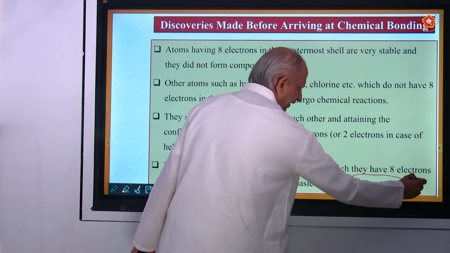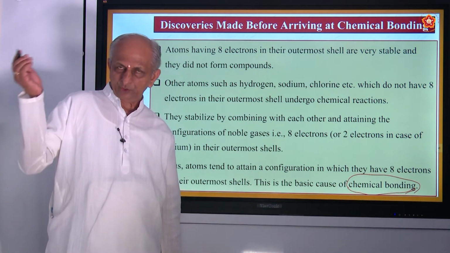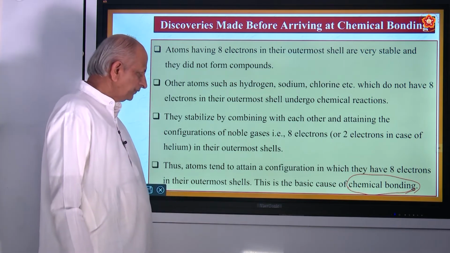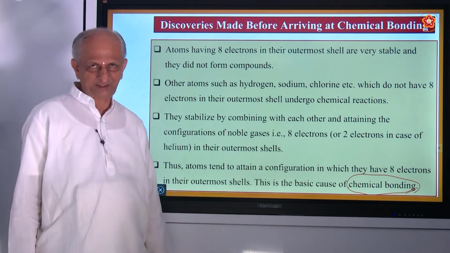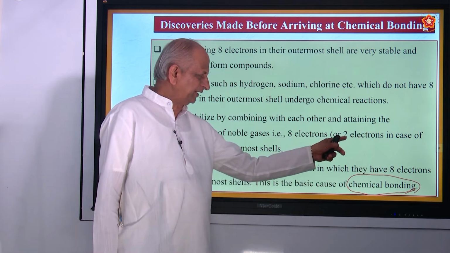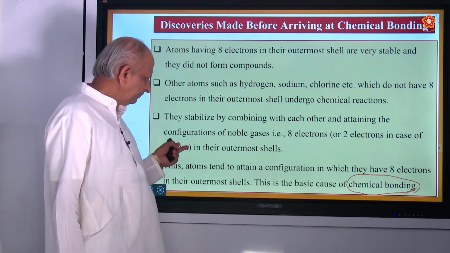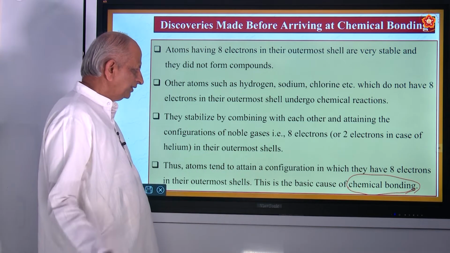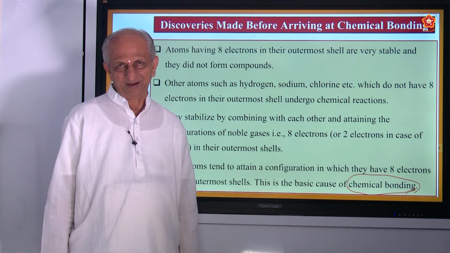How to become stable? Either by losing electrons or by gaining electrons. They will resemble the inert gases or noble gases. In case of hydrogen, it may become helium by getting 2 electrons. Other elements may become near to neon, argon, krypton, etc. So this type of bonding is called chemical bonding.